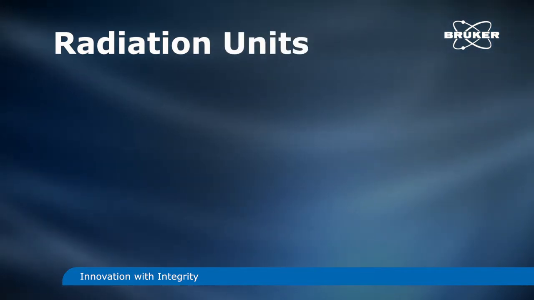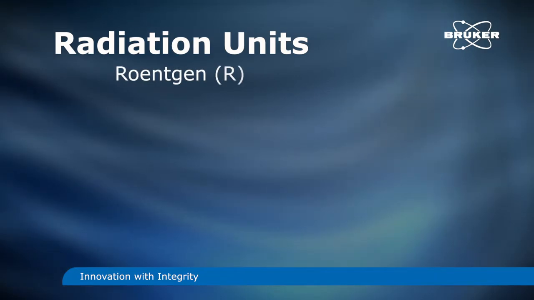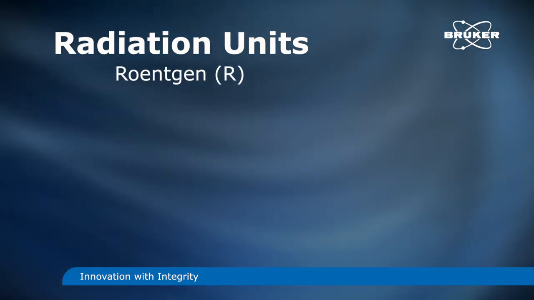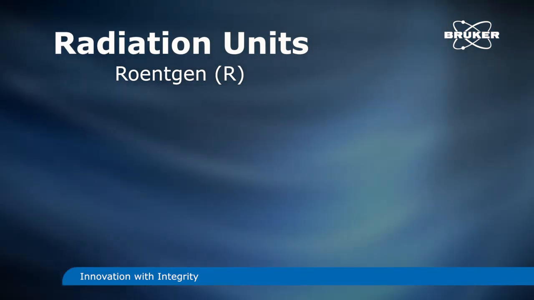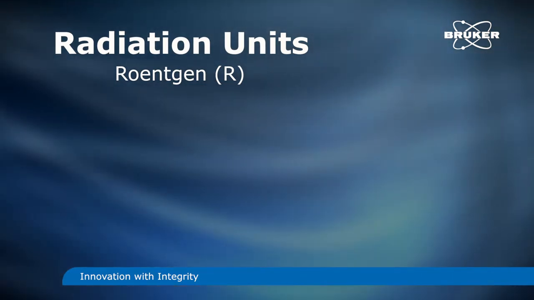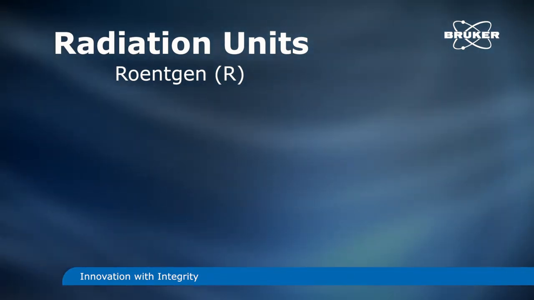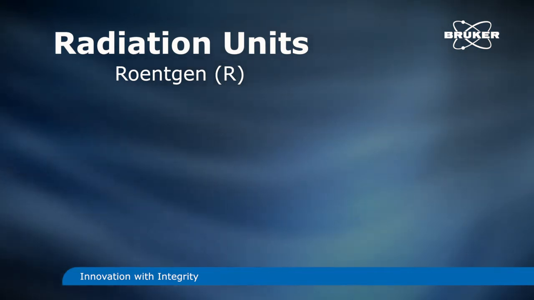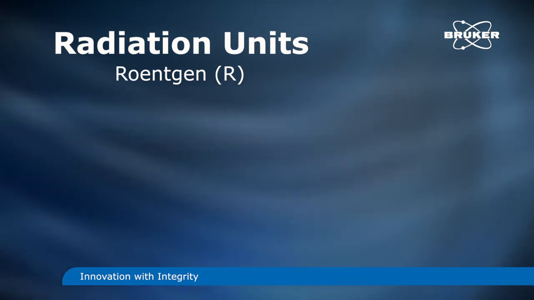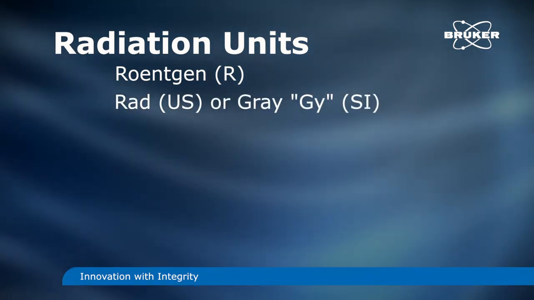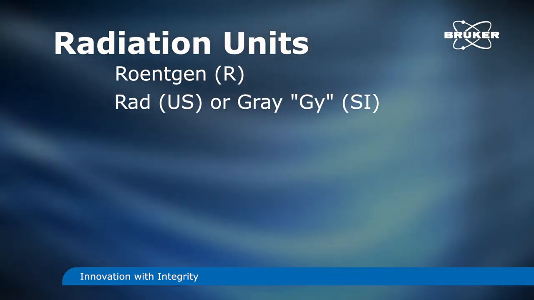Several units are used to describe radiation measurements. X-ray and gamma ray exposure is often expressed in units of Röntgen. The Röntgen, or R unit, refers to the amount of ionization present in the air. Absorbed dose is the measure of the amount of energy absorbed per unit of mass of material. When radiation transfers energy to material, the material absorbs some or all of the energy, resulting in an absorbed dose. This is expressed in units of rad in the United States and gray, abbreviated as Gy, in the international community.